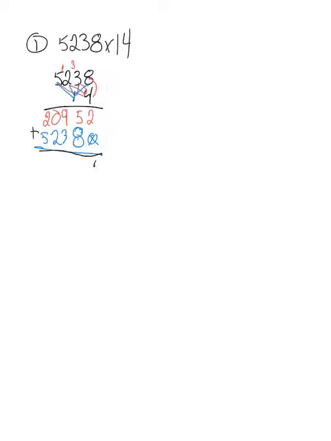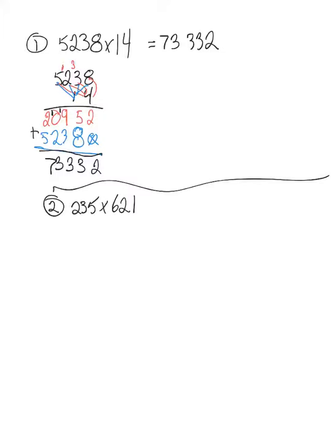2 plus 0 is 2. 5 plus 8 is 13. 1 plus 9 is 10, plus 3 is 13. 1 plus 3 is 3, and 2 plus 5 is 7. So therefore, 5,238 times 14 should equal 73,332. In the next example, we are going to do 235 times 621.